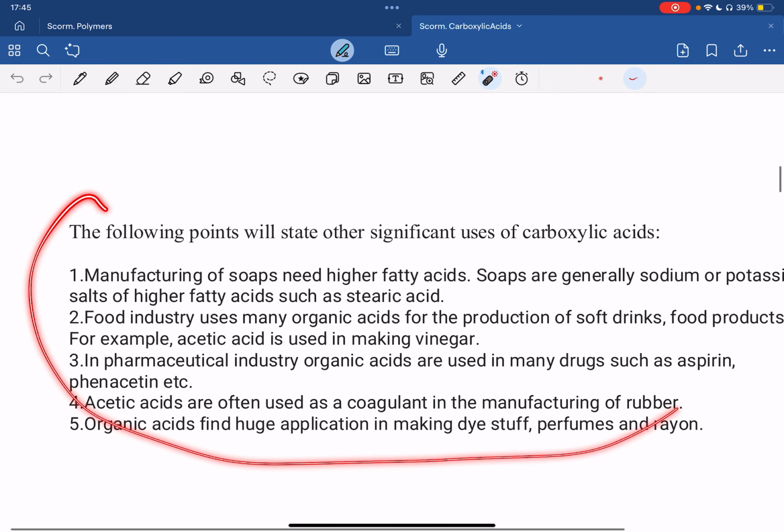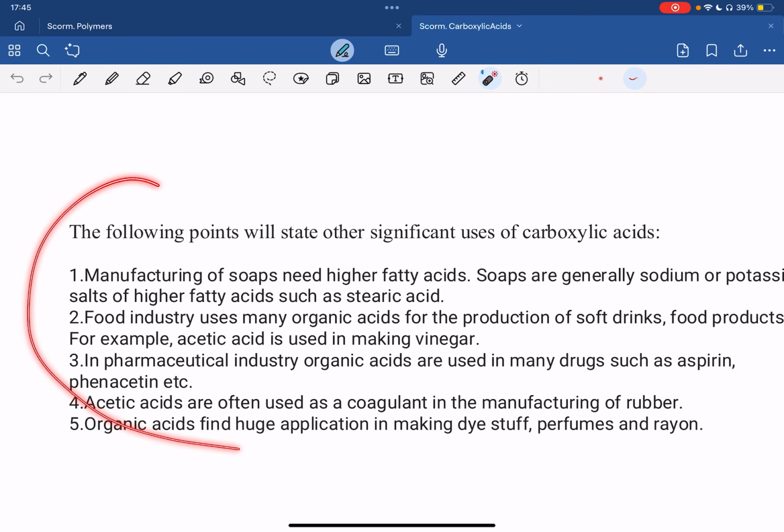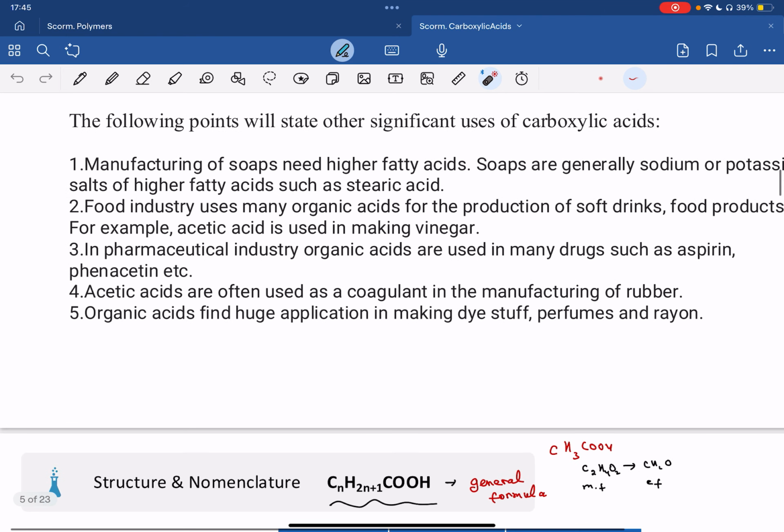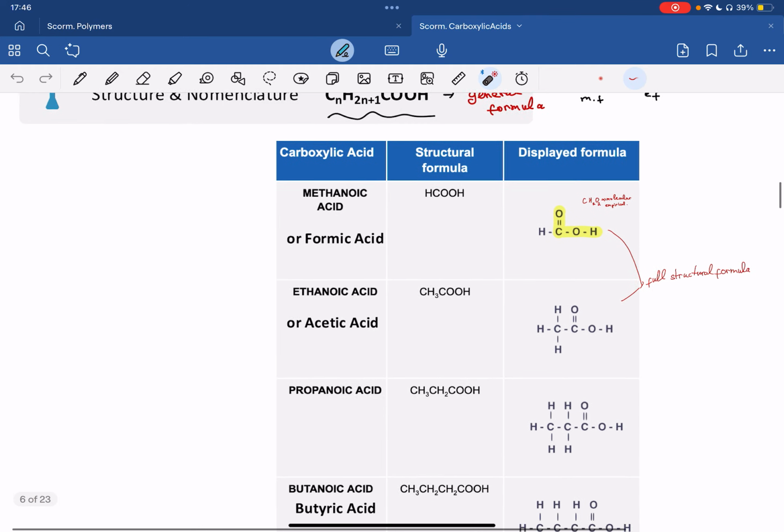Also, this is memory based, but make sure to go through these. What are the application areas of carboxylic acids, which is really important. For example, you have to know where we use acetic acid, such as the pharmaceutical industry and food industry. For example, acetic acid is for making vinegar. Also it's used in the manufacturing of rubber, etc.